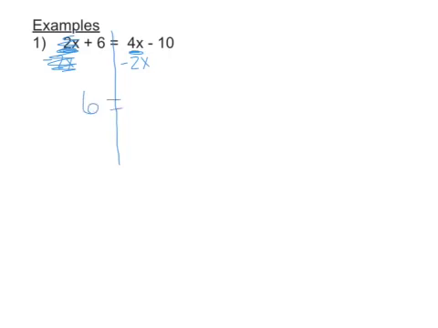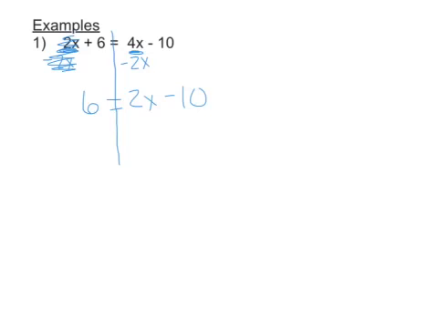Bring down your equals. Then you're going to look at your x's. 4x minus 2x. So that's going to give us a 2x. You're going to bring down that subtract 10. Now we just have a 2-step, which is what we worked on last week. So now we're going to solve our 2x.